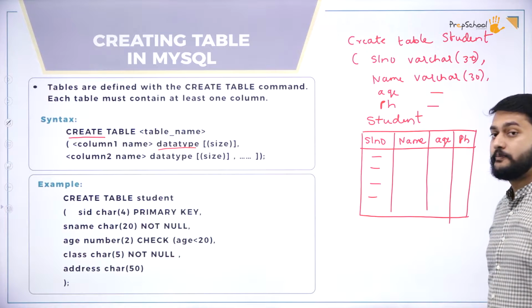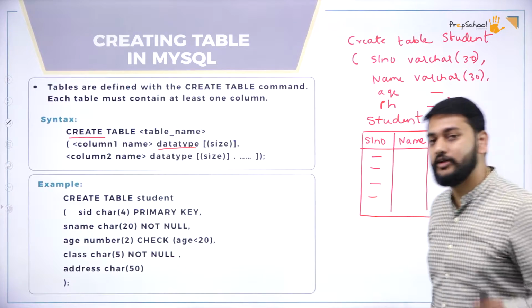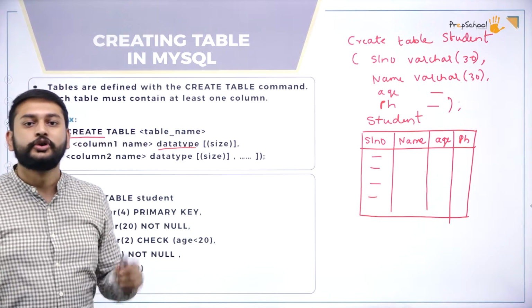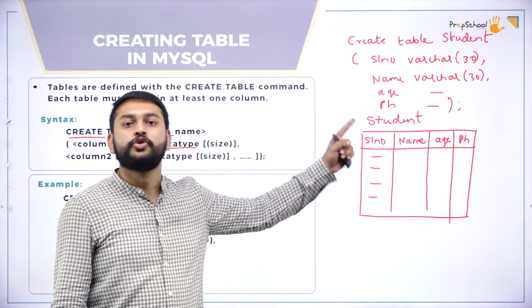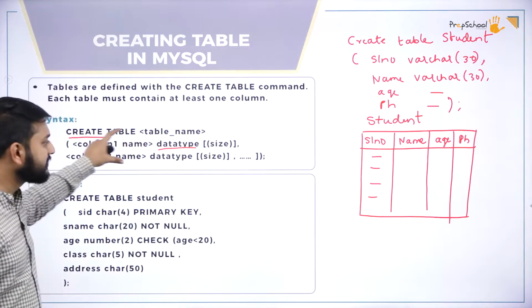Again, I'll write the data type. Then after that, I will close this parenthesis and give a semicolon and press enter. This query will help you to create the table. This is how you will be creating the table. That's what you have to understand. This is the general syntax that I have given.